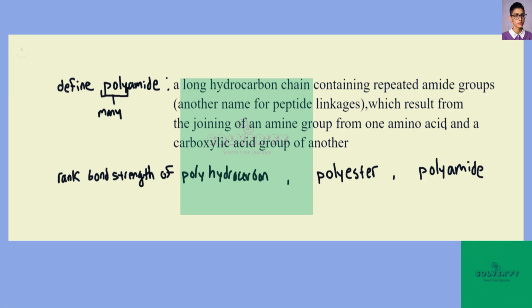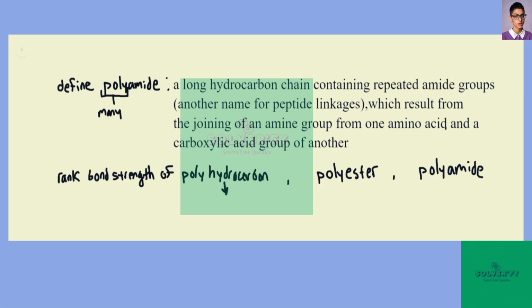The second thing this question is asking us to do is rank the fiber strength or bond strength of a polyhydrocarbon, a polyester, and a polyamide of equal lengths. So when you're looking at bond strength, you want to look at the functional group of each of these substances. So first, let's look at the polyhydrocarbon.